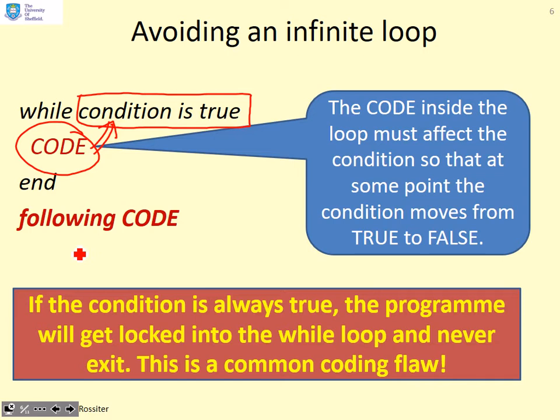So the key point is the code inside the loop must affect the condition so that at some point the condition can move from true to false. So when you're programming, that's something that you must check very carefully. The code between the while and the end must affect the condition.